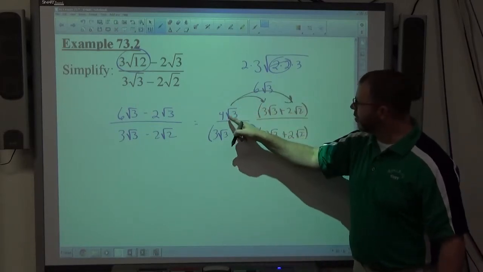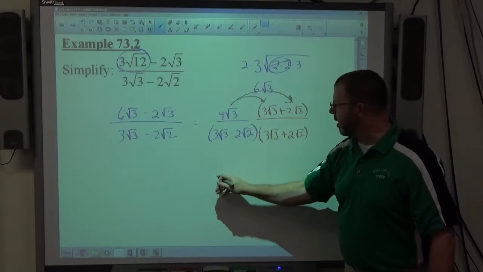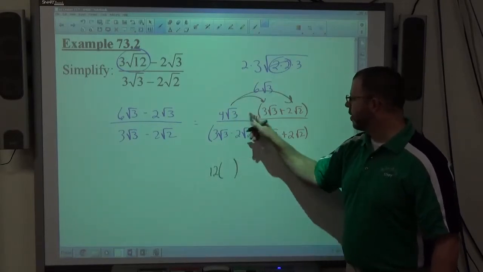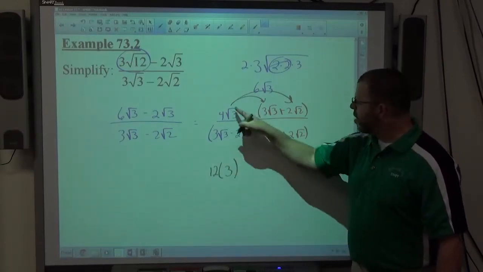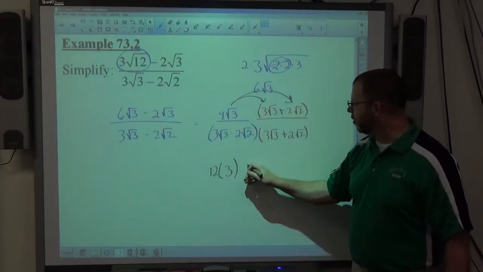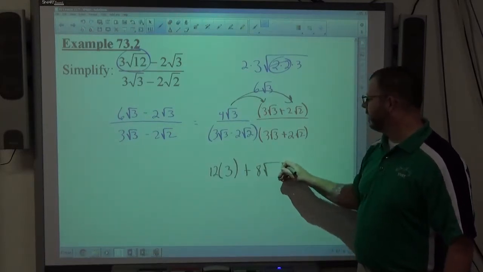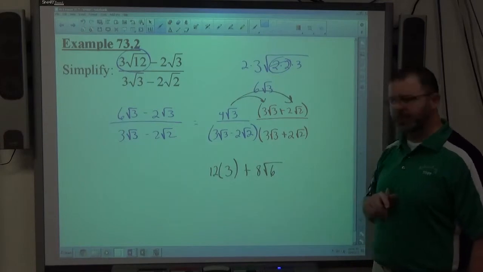When I do 4 square root of 3 times 3 square root of 3, the 4 and the 3 make 12. And the square root of 3 and the square root of 3 make 3. When I do 4 square root of 3 times 2 square root of 2, the 4 times 2 makes 8. Inside a radical, 3 times 2 is 6.